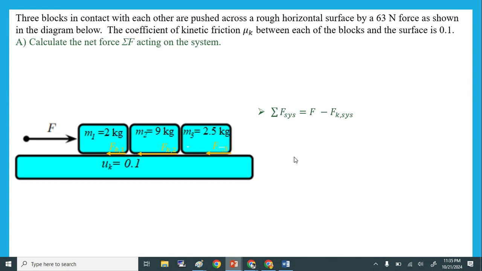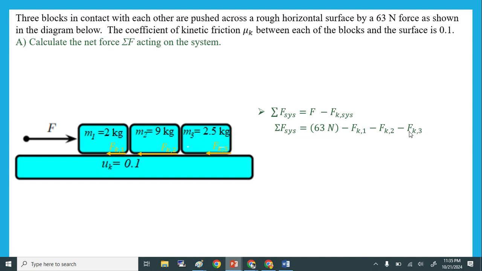So I'm going to call that FK3. I'm just going to use a subscript based on the mass. So I have FK1, FK2, and FK3. Well, and that's the case. All I'm going to do is plug in F as 63 newtons. I'm going to subtract FK1, FK2, and FK3. The reason I'm subtracting is because FK1, 2, and 3 are acting against the system's motion.